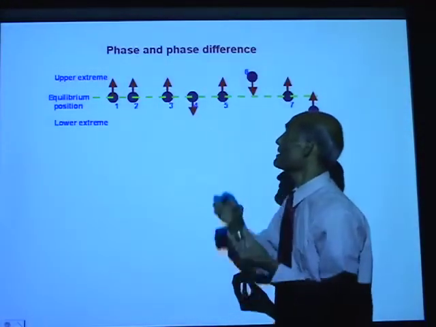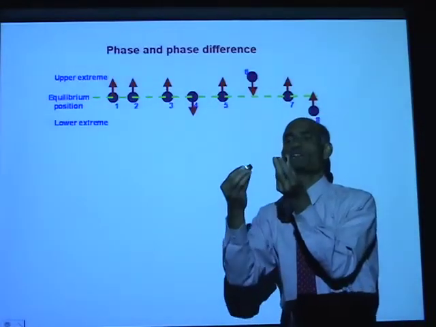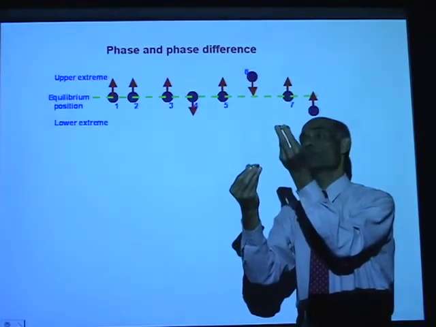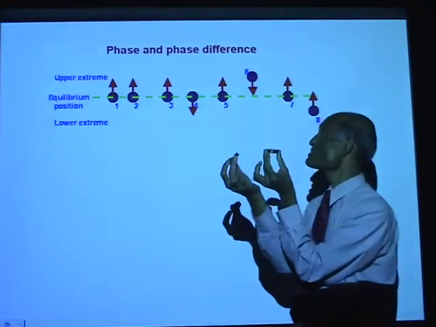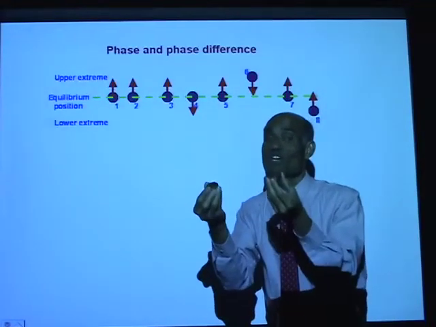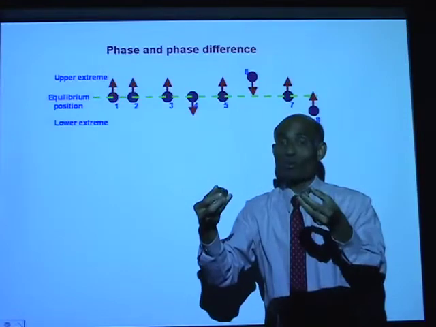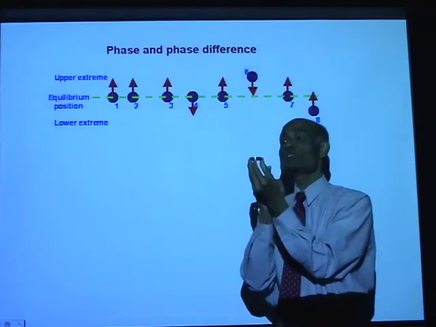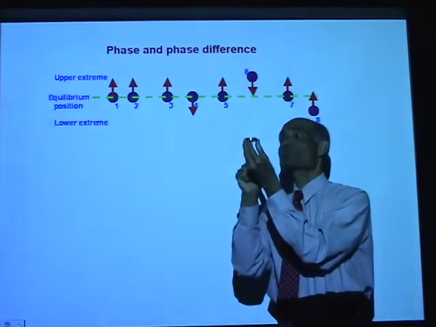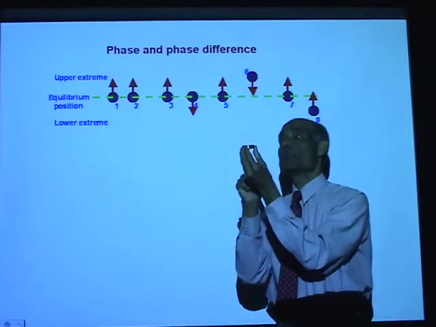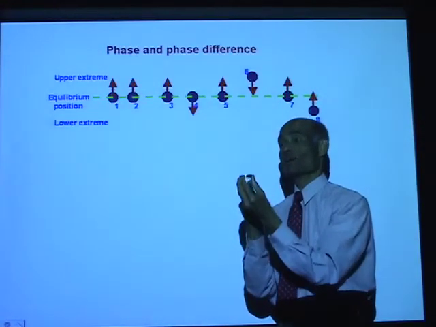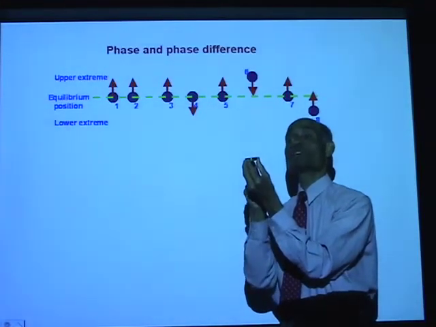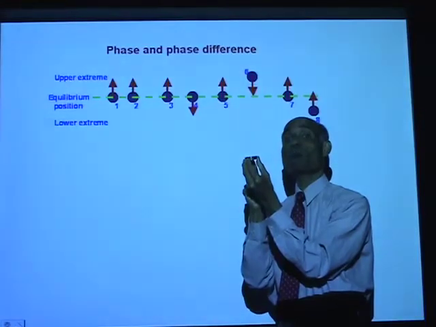Look at particles 3 and 4. When particle 3 is beginning to move up, particle 4 is beginning to move down. Can you tell me what is the phase difference between the two particles? You see, phase is measured using an angle. Is that right? If you recall, look at that. At the equilibrium position, the phase is 0. If you go to the upper extreme, the phase is pi by 2. Come back, the phase is pi. Go to the lower extreme, the phase is 3 pi by 2. Come back to the equilibrium position, the phase is 2 pi.